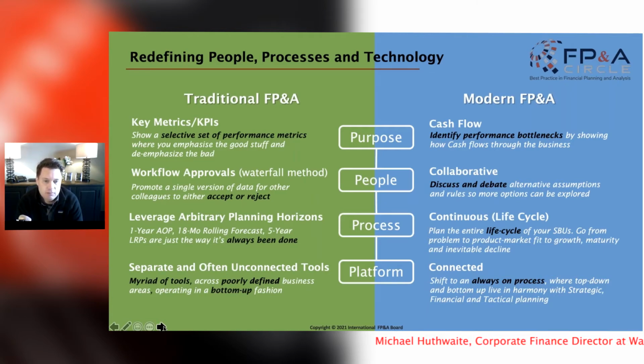What we need to do in modern FP&A is move to more of a cash flow based analytic. What we're really doing is identifying where the performance bottlenecks are within the organization. So we're looking at sources of cash, uses of cash, and showing how that flows through the business. Now, when I say cash flow, I'm not talking cash, right? Cash is one line on the balance sheet. Cash flow is that cycle. It's how the money moves through the business. It's analyzing that whole thing. A lot of times people think, oh, cash is king, you're just talking about cash. No, we're talking about how the cash moves through the business. We identify the bottlenecks that way.